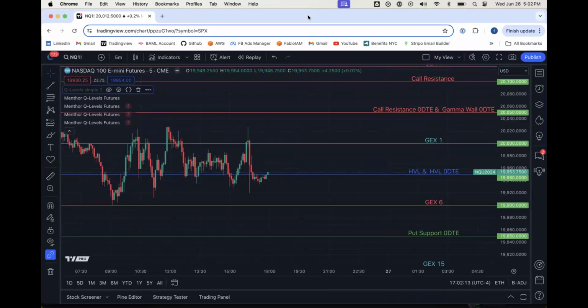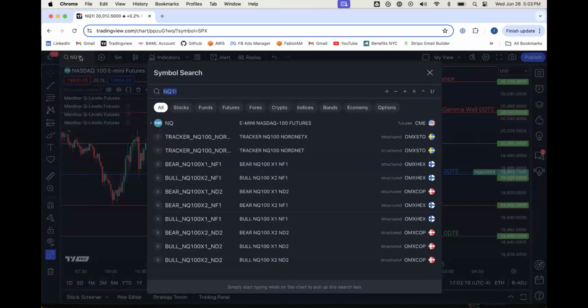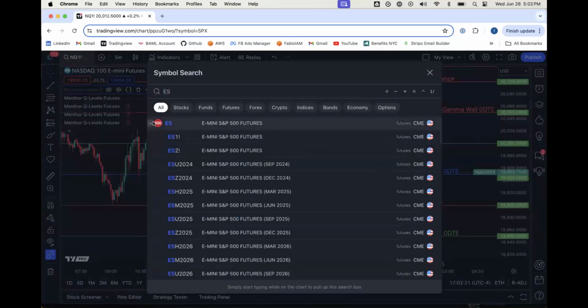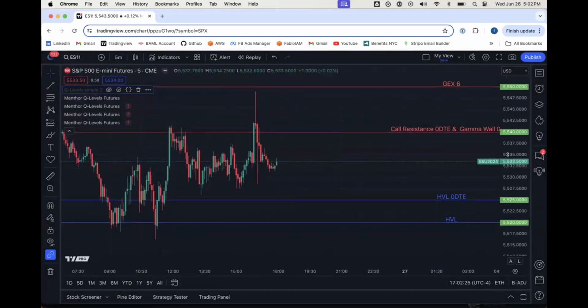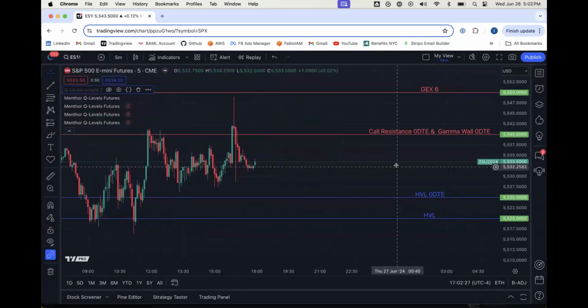But like today on ES, when it hit the call resistance, I actually got out of all my trades because I think Fabio said something's going to happen here. This is going to go back down. So it was a good place to take profit, to get out of the trade.